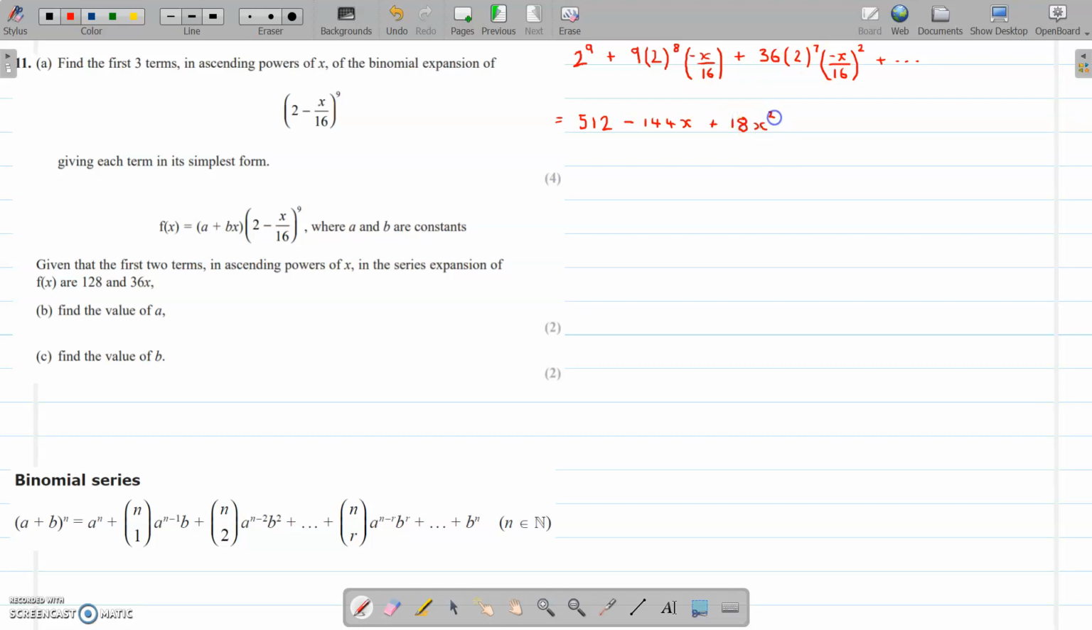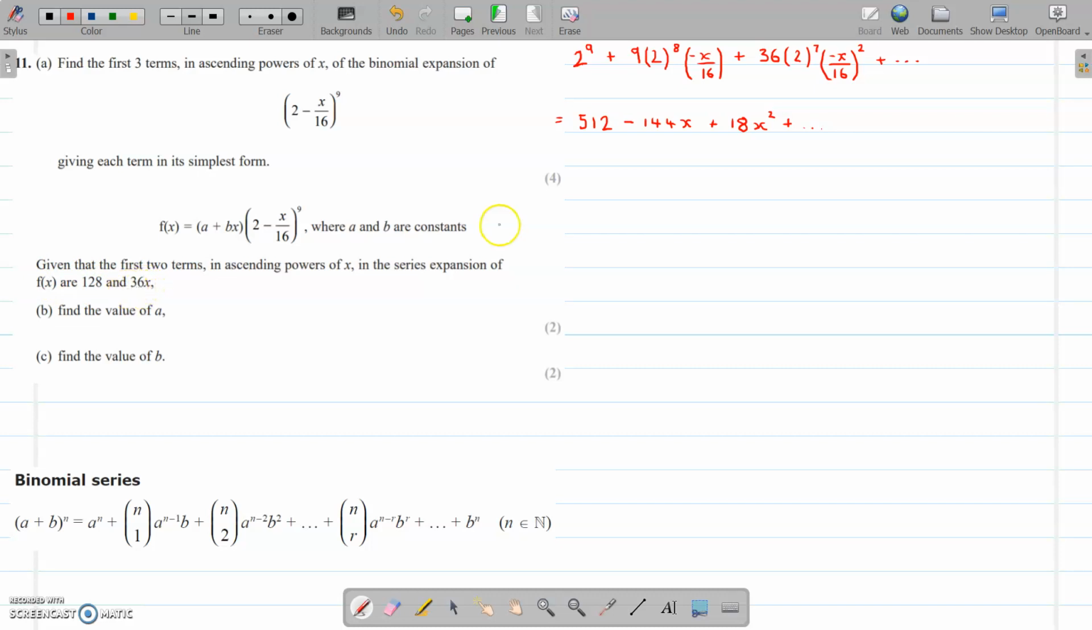Do take care that those terms are correct, because if one of them is wrong, the rest of the question would fail. So that's the first three terms as required, and we've given each term in simplest form. Now we've got to note that the expansion we've just done, multiplied by (a + bx), gives us a function f of x, where the first term is 128 and the second term is 36x.